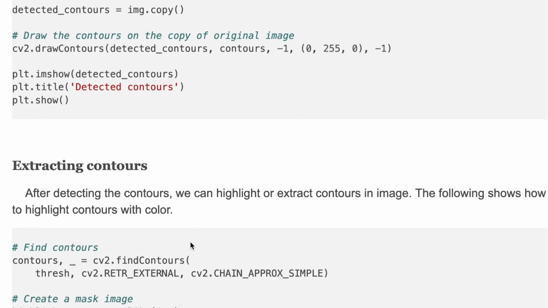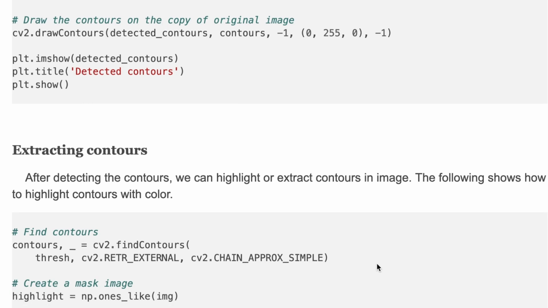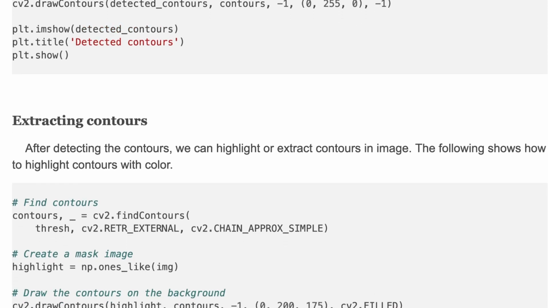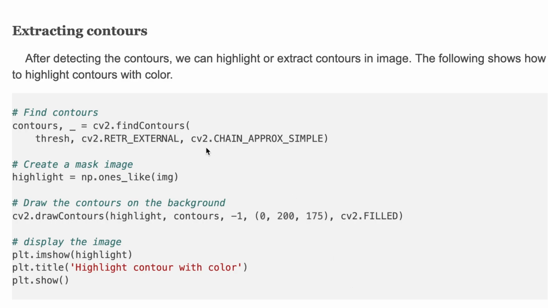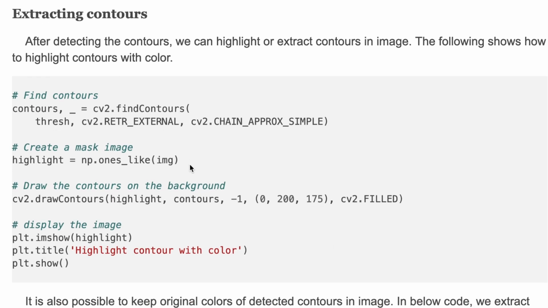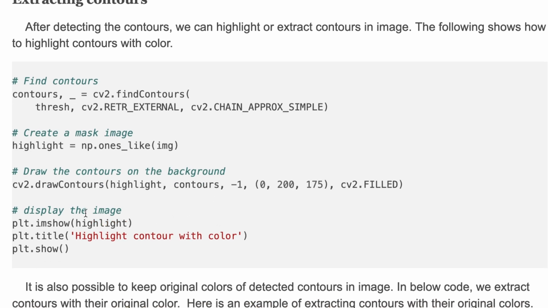After detecting the contours, we can highlight or extract contours in an image. The following shows how to highlight contours with color. We find contours by using findContours function and draw contours on the background. Here then we can display the output image.